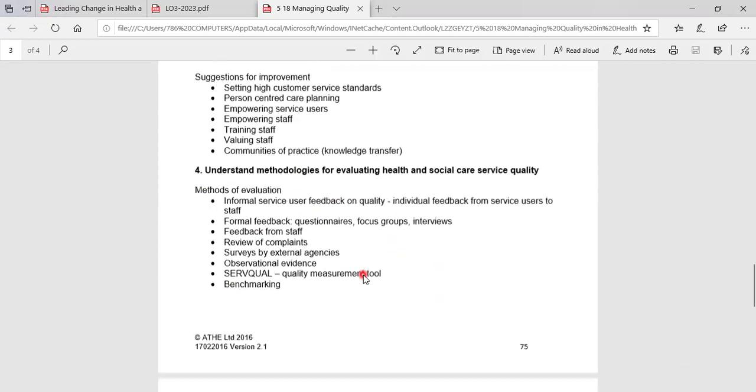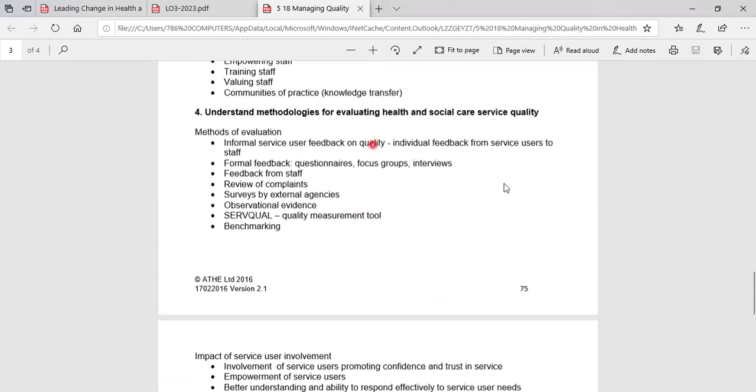So you have informal service user feedback on a regular basis. So how do these feedback impact your quality services? Formal feedback can also be there. So you can have questionnaires, you can have focus group discussions, you can have interviews with the people who use your services.